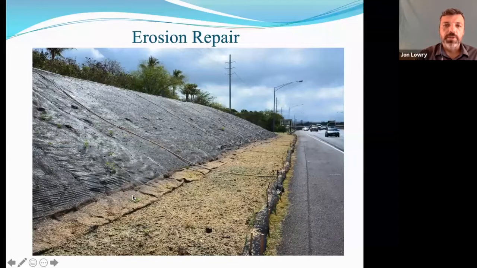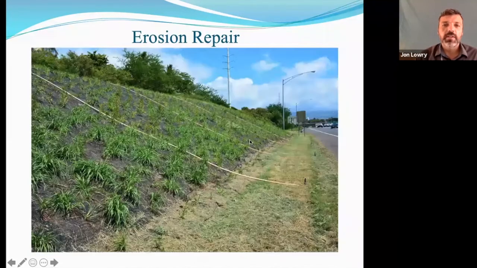Here's just another view, where you've got the erosion matting, the permanent BMP, or the fiber mulch, and then the temp BMP fiber roll. And then once the plants have established and the grasses have grown at the base of the slope, you can see the temp BMP has been removed.